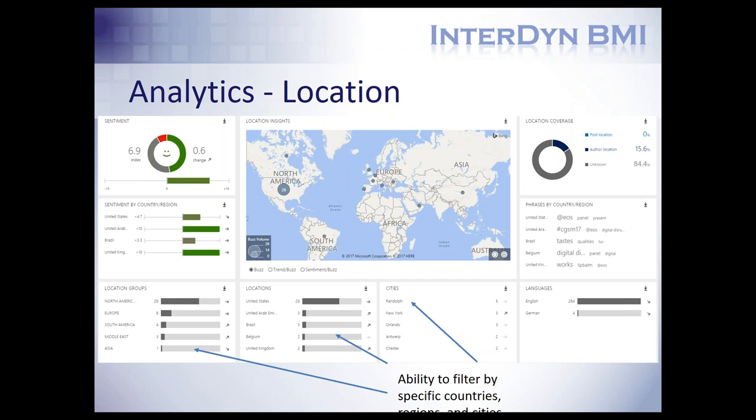So the sentiment dashboard, or actually we're going to go to location next. The location dashboard, again, we have sentiment, and that's a key part of it. We can see now that we can organize these by geographical location. So within this dashboard, the main focus is, where is this coming from? We have the ability to filter by specific countries, regions, cities, etc. So I can again interact with these dashboards.